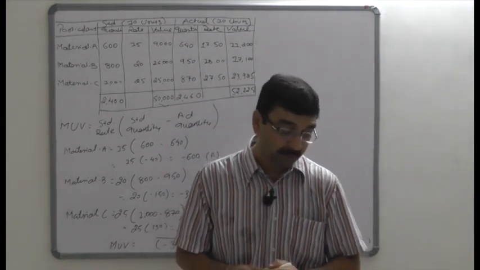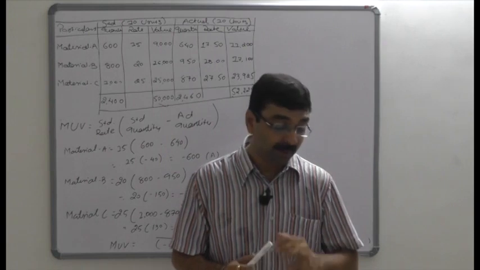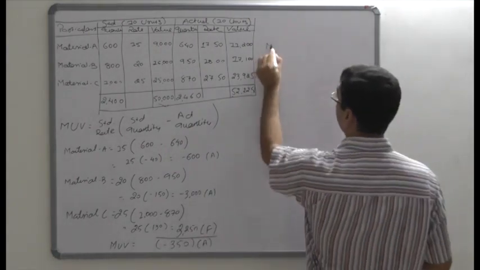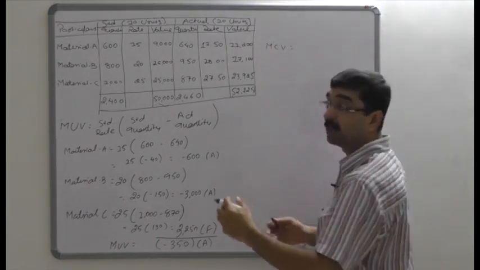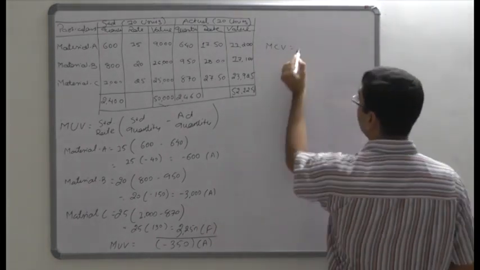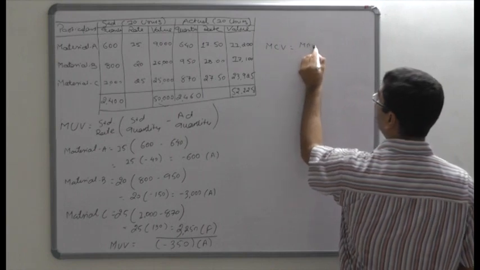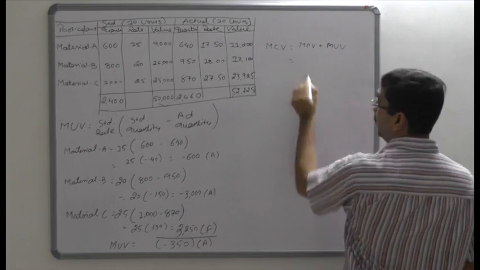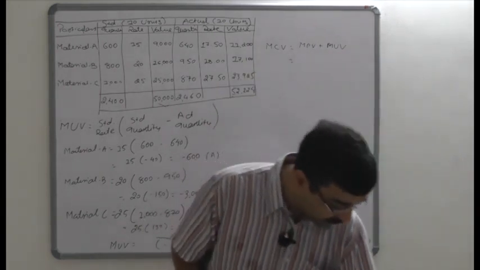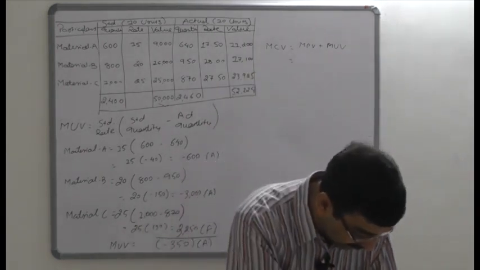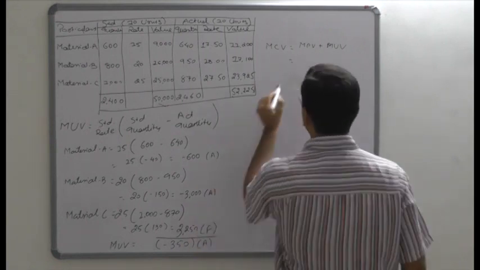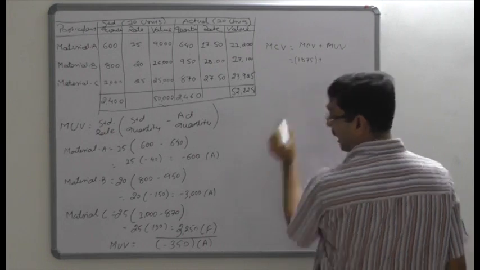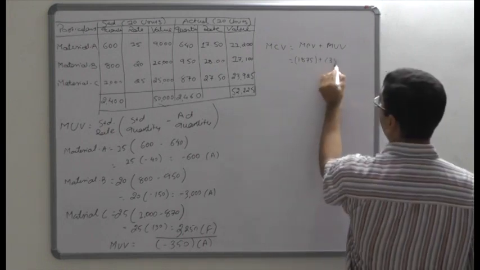Now if you want to verify whether your answer is accurate or not, we have another important shortcut to tally our answer. MCV is equal to MPV plus MUV. Just see your previous answer. What was your answer in case of MPV? The MPV is 1875 adverse. Plus MUV is also 350 adverse.